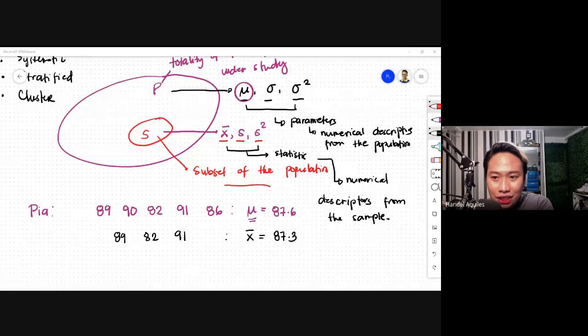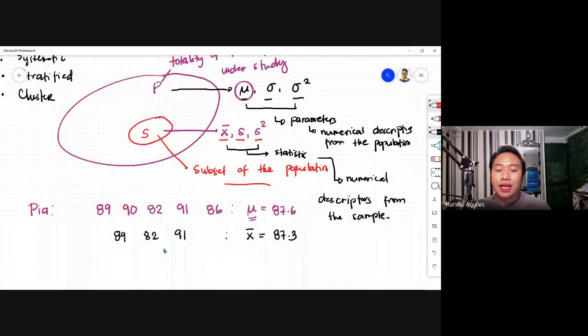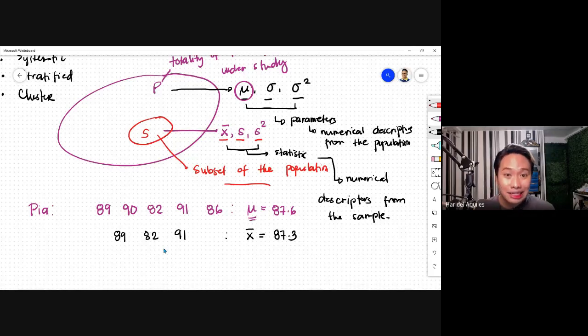Now, sir, I noticed in the example you just gave us, there's a little issue that I want to raise. You said earlier that the sample should possess the same characteristics as the population. The population mean that you have for Pia's grades is 87.6. However, when you picked the sample out of the population, you got a mean of 87.3. Are they supposed to be equal, sir? Because you said earlier that the sample should possess the same characteristics as the population. If the mean of the population is 87.6, I should have the same sample mean of 87.6. But the result here is 87.3. So is something wrong?